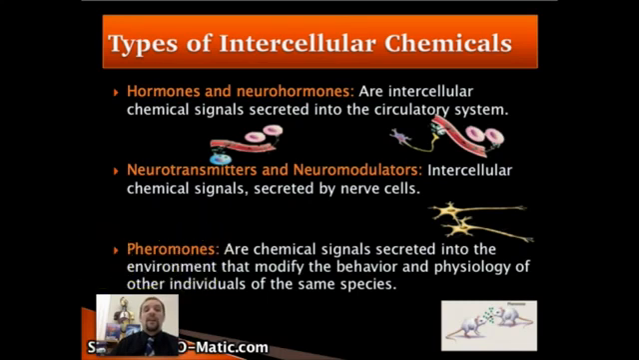Pheromones, on the other hand, are going to be chemical signals secreted into the environment that modify the behavior and physiology of another individual of the same species. And so when we look at mice, if they're going through mating responses, sometimes they'll release pheromones. Ants will release pheromones in order to find food trails. And again, that will help with their physiology and their behavior. But again, these are the 6 types of intracellular chemical signals that we can have.